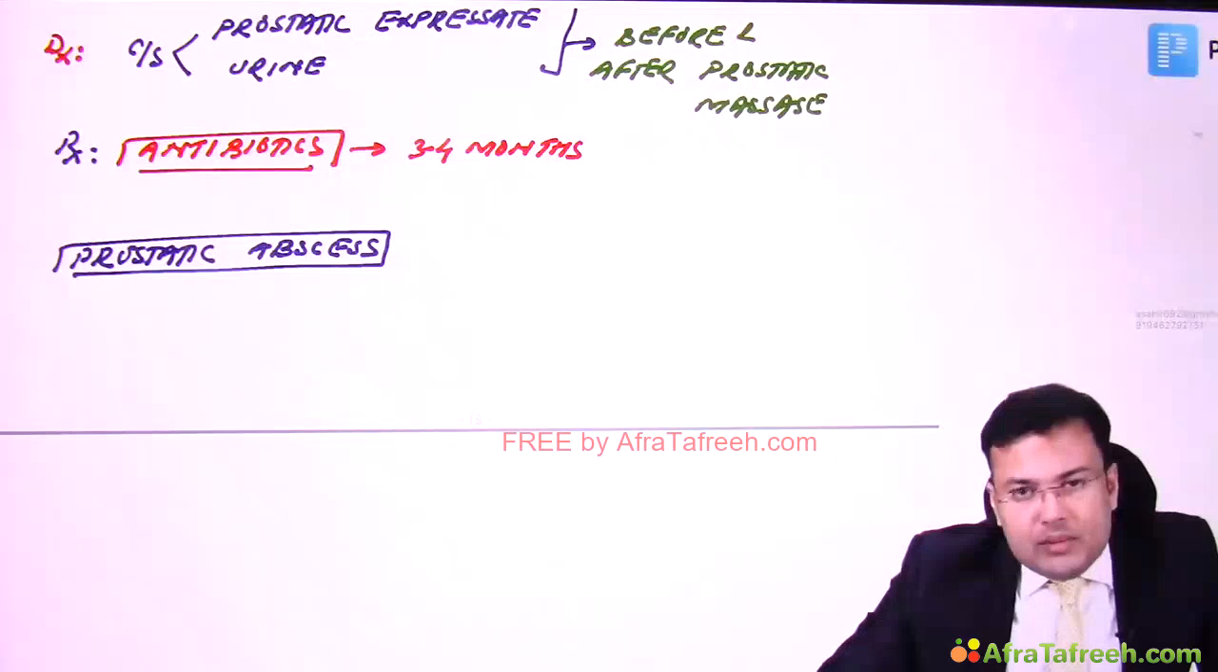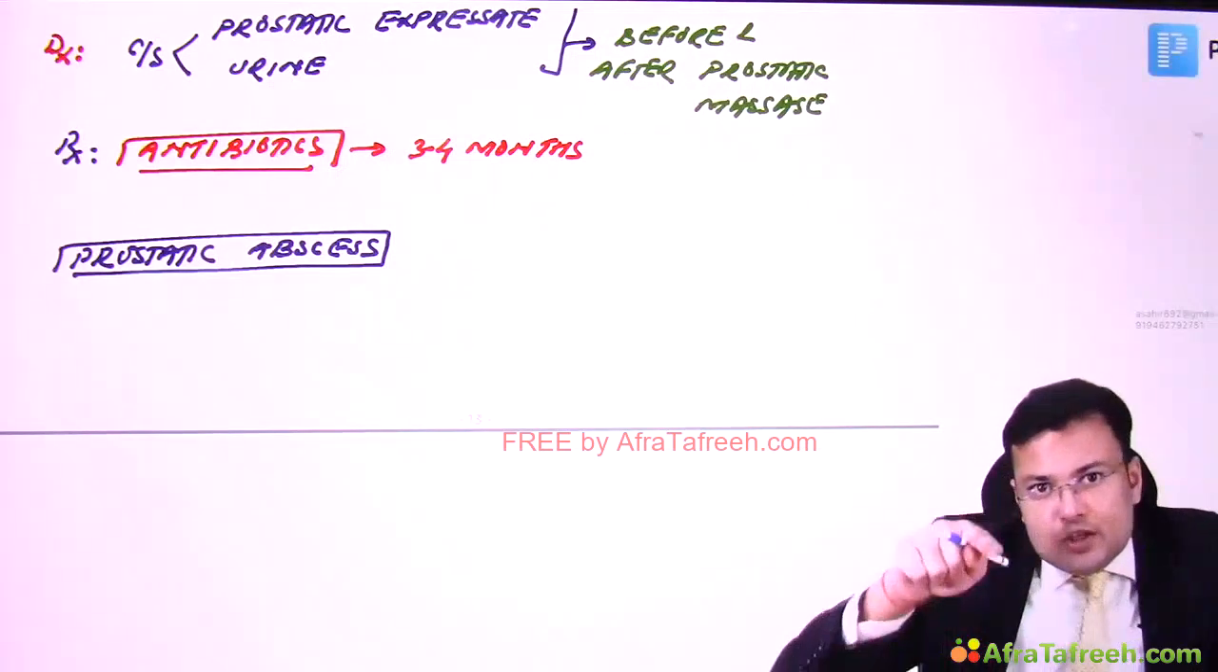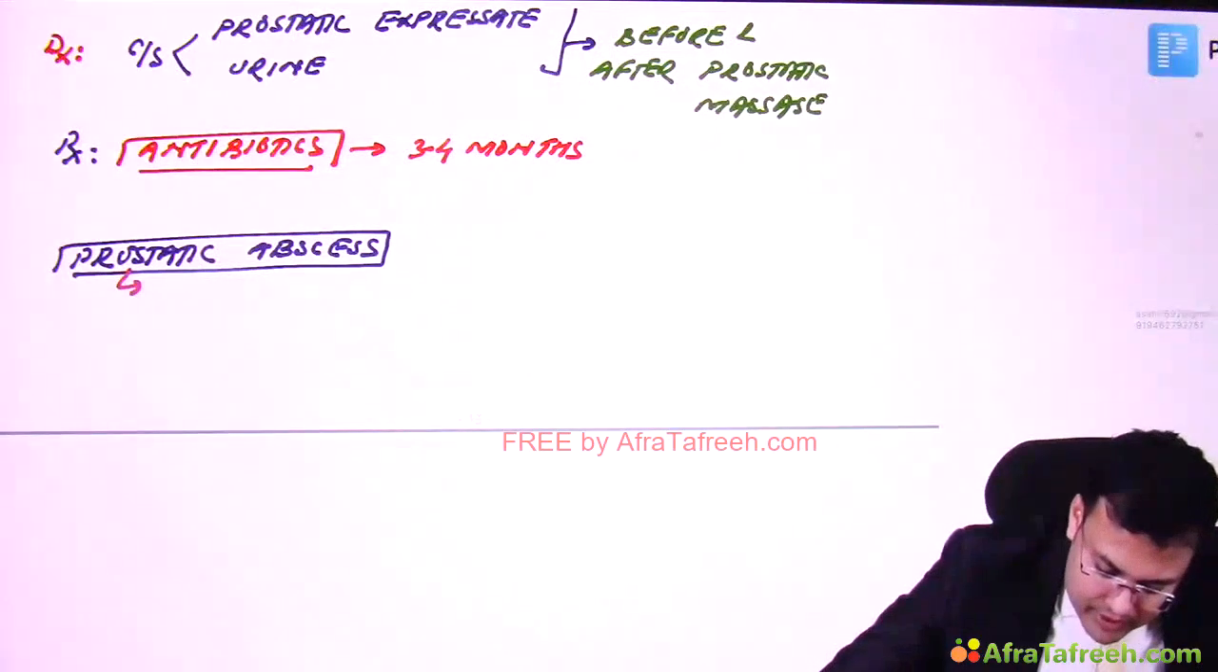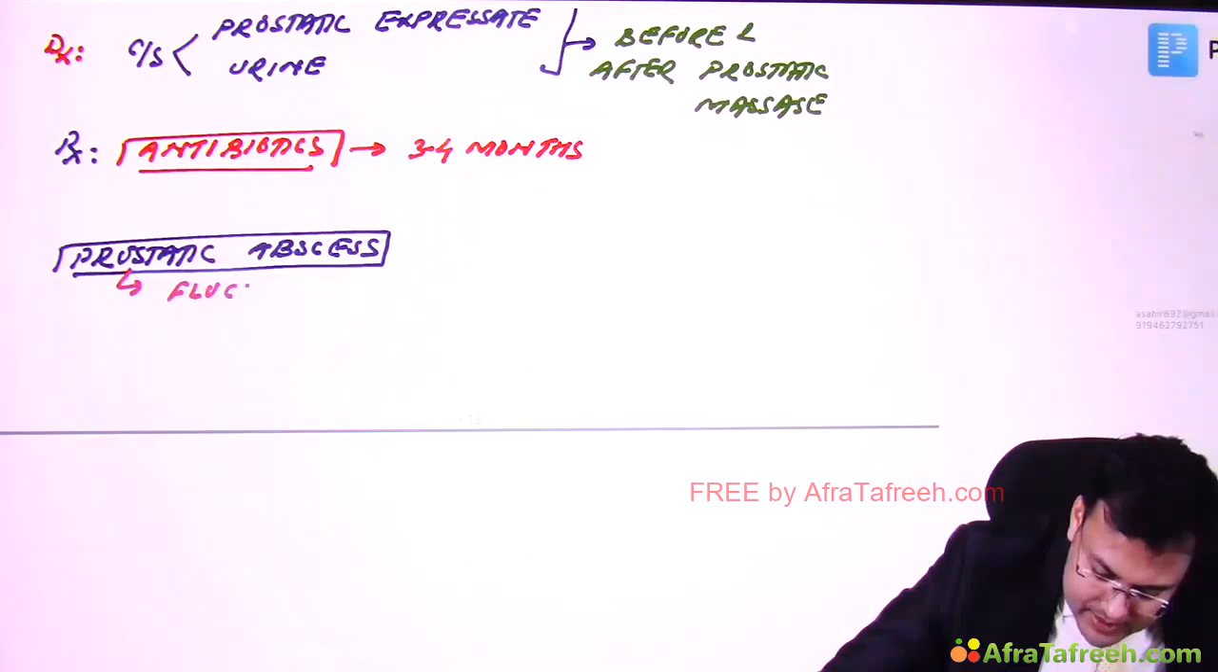But what is the problem? In prostatic abscess, fluctuation is a late sign. This is also one important point. In prostatic abscess, fluctuation is a late sign.